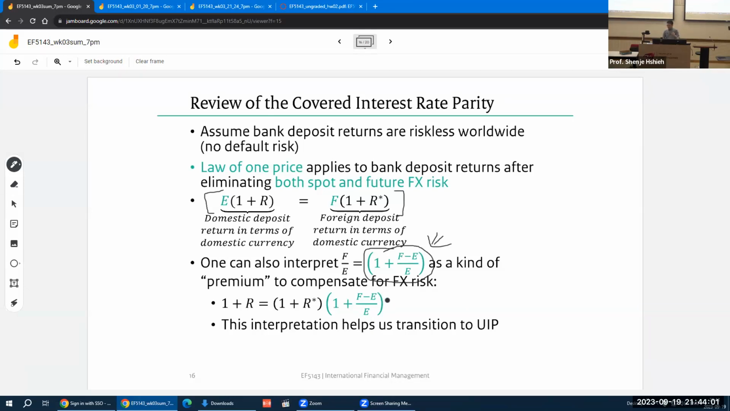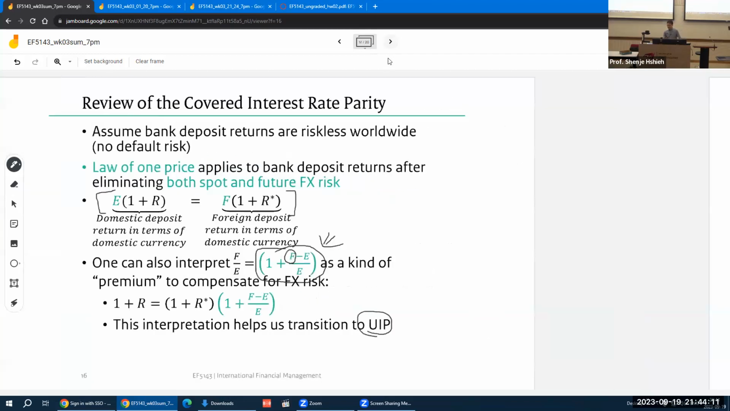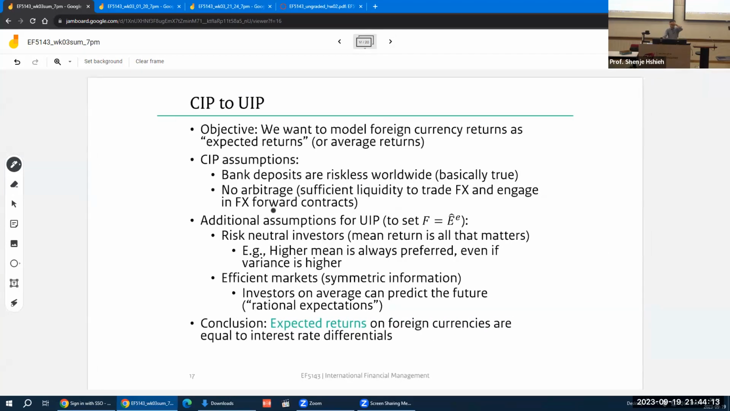Interpreting it from this perspective, it's easy to transition to UIP because now we can just think about F as some sort of proxy for future expectation of the spot exchange rate, right? And we need 2 assumptions in order to do that. We need risk neutral investors, which means they only care about maximizing mean return. And so whenever there's a violation of UIP, they will just come in and execute carry trade until there's no way to exploit the difference anymore, right?